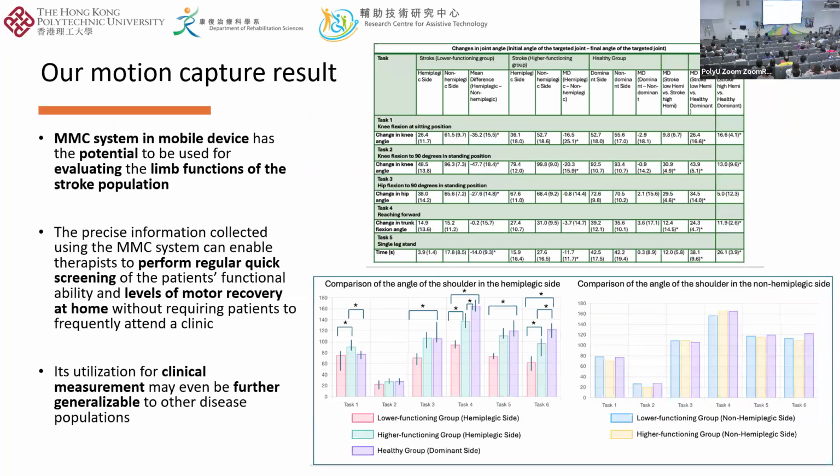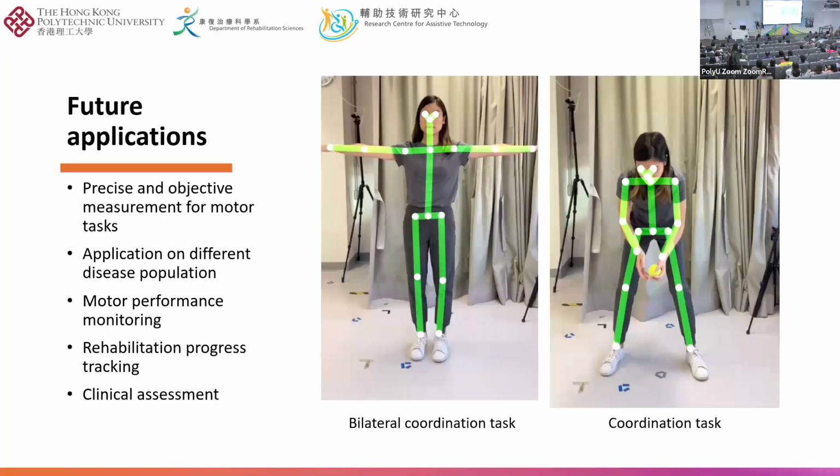Our result is promising, showing that our system can successfully distinguish the hemiplegic and the non-hemiplegic side difference during the movement from the stroke participants. And the machine learning model can also analyze their level of severity and the motor functional level in the stroke survivors. So it suggests to us that our system can be further generalized to other populations or to do other clinical assessment, which provides a precise and objective data for further clinical assessment and analysis in the clinical setting.